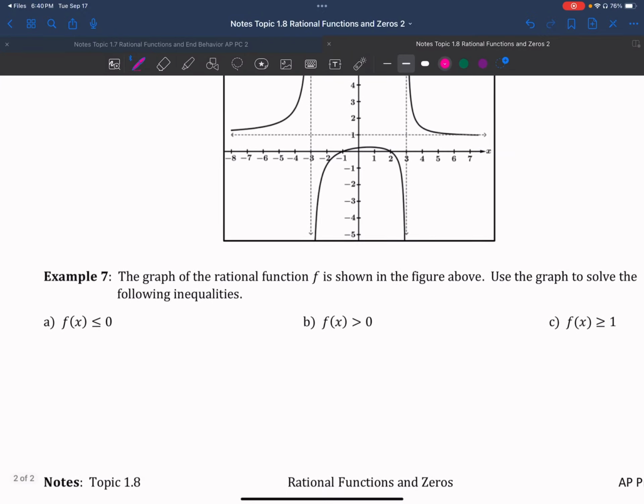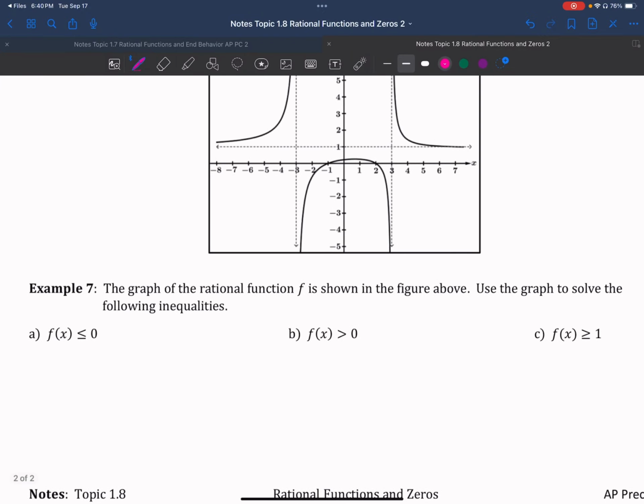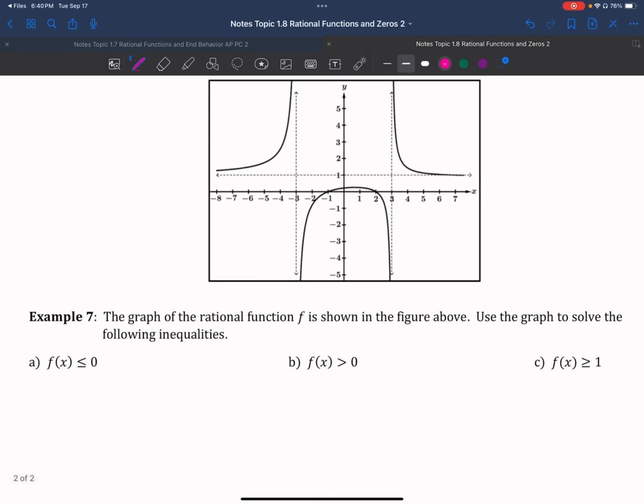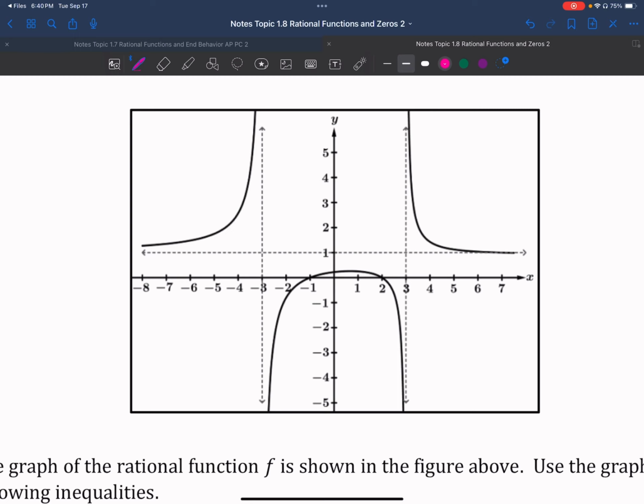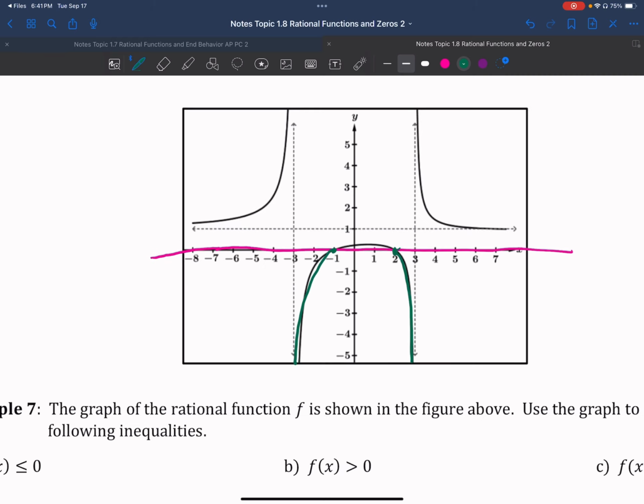The last example is asking you to do rational functions using a graph. We did this with polynomials, so it should be pretty easy. A is saying to find where f of x is less than or equal to 0. So I'm going to color code this a little bit, highlight my x-axis because that's what I'm looking at here. And I want to be below that pink line I just drew. I can see that on this part that I'm highlighting in green, I'm below that line, and then on this side that I'm highlighting in green, I'm also below that line.